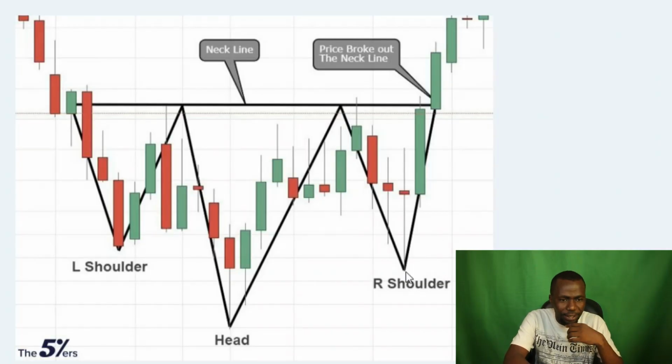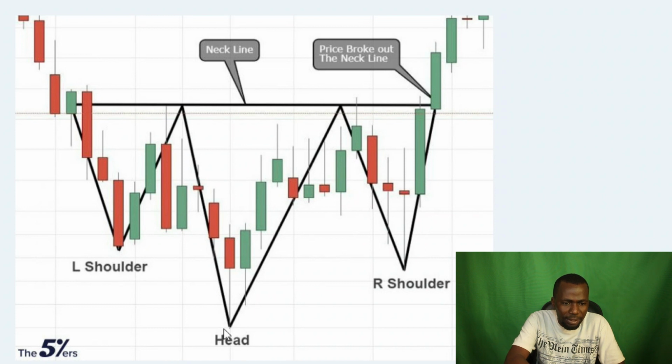So let me give you another example. This is a live example of how an inverse head and shoulder pattern looks like, right? Now look clearly on this chart. You can clearly see that the price was formerly in a downtrend, making a lower high and lower low, right? So when the price got to this point, the price now reversed, made a retracement to the previous high, and then when it got there, it got rejected, then made a down move.